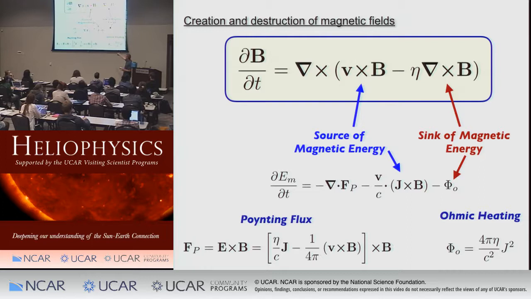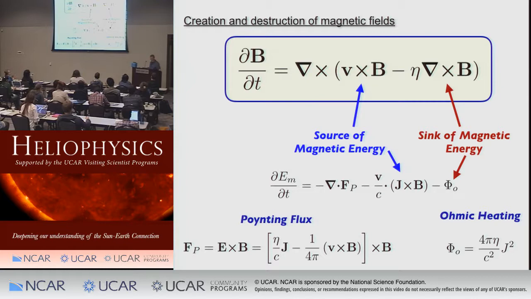Whereas this term, V dot J cross B, you might recognize J cross B as the Lorentz force. So there's a term in the momentum equation that looks like plus V over C dot J cross B. And so this is a conversion of kinetic energy into magnetic energy. All right, so that's the source.